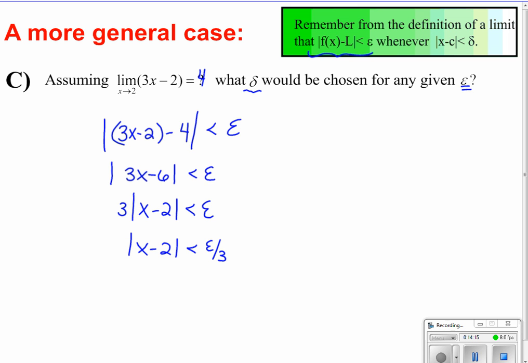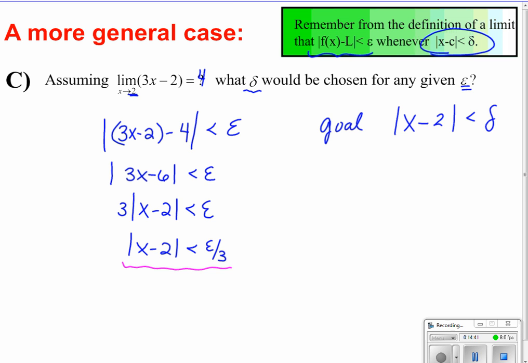How does that match up? Well, I probably should have started with this, shouldn't I? Our goal that we have in mind is that we want the absolute value of x minus c. What is c? C is the value x is approaching, isn't it? That's 2. So x hovering around 2 has to be less than delta. Imagine that. This worked out perfectly for us.